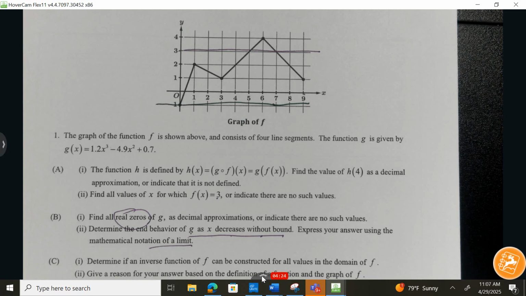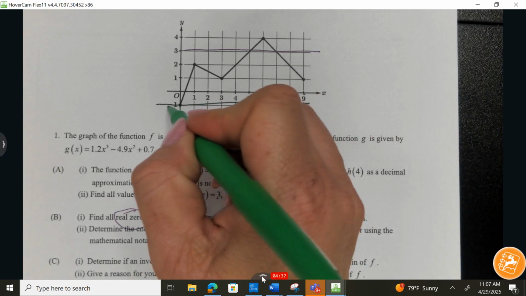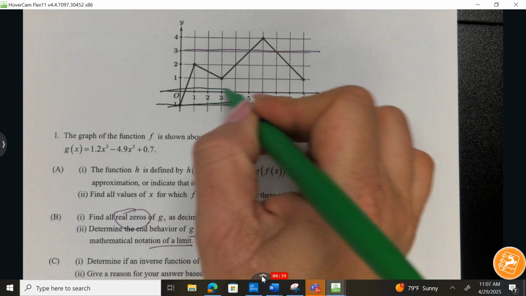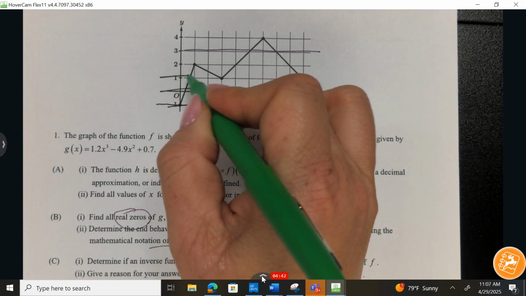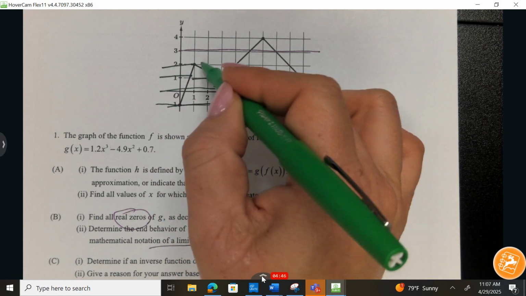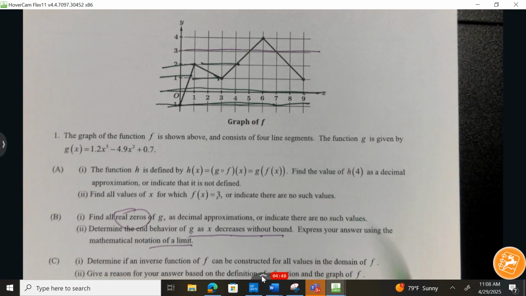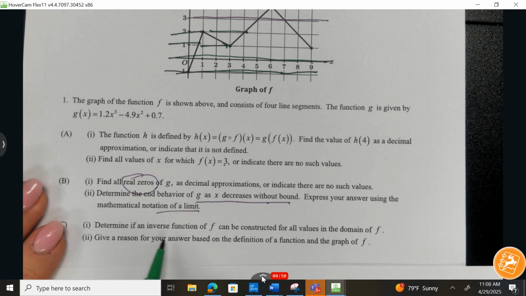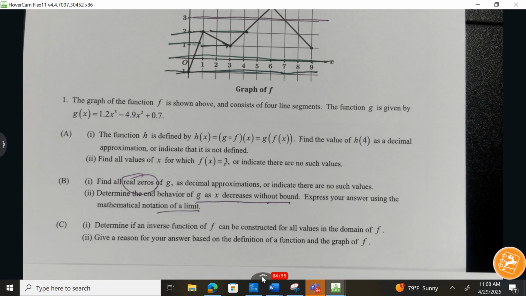So we can determine if a function f has an inverse, and we can use the horizontal line test with this graph. So a horizontal line can be drawn, and if it crosses the function more than once, then the function has no inverse. So it only crosses once, only crosses once. Oh, we got a problem here. It crosses here, and it crosses here. Notice it crosses here, and it crosses here. So determine if an inverse of a function can be constructed for all values.